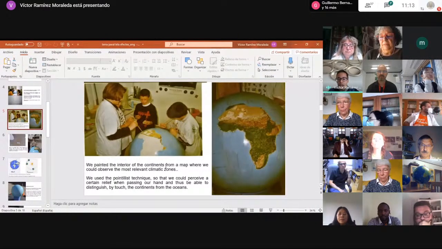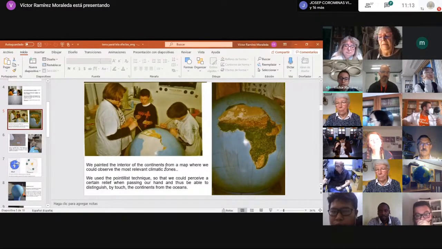We paint the interior of the continent using a map, and thanks to that, we could observe the most relevant climatic zones.